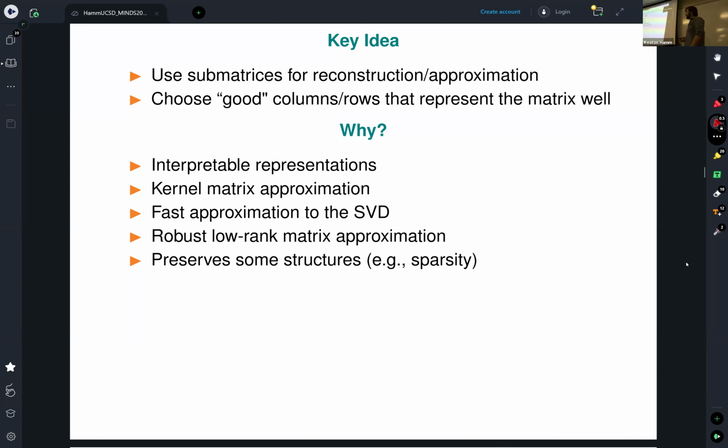A lot of the theoretical computer science community has used this to make a fast approximation to the SVD, and a lot of the work there dealt with how well you approximate the truncated SVD error by oversampling columns. I'll talk about some robust low-rank matrix approximation methods later on. And then one other reason that this can be useful, as I mentioned, is it does preserve some structure. So if my original data matrix or tensor is sparse, the columns and rows or fibers that I sample will also be sparse, which is blown out if you do the SVD, for instance.